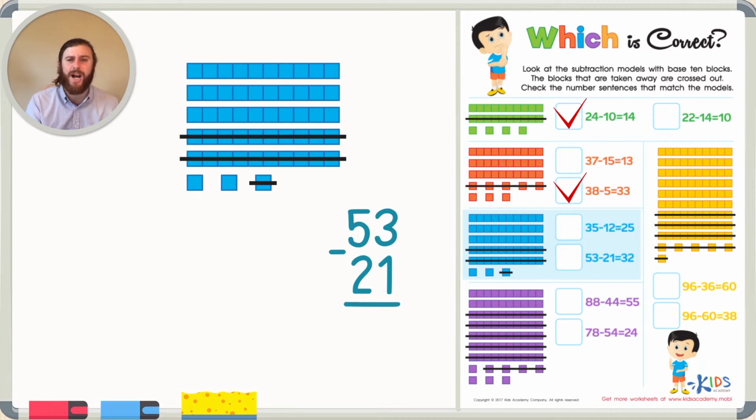Now let's do the subtraction and see if it matches. 3 minus 1 is 2. And 5 minus 2 is 3. And again, that matches perfectly. So our correct answer choice or number sentence is 53 minus 21 equals 32. Let's go ahead and check the correct box.